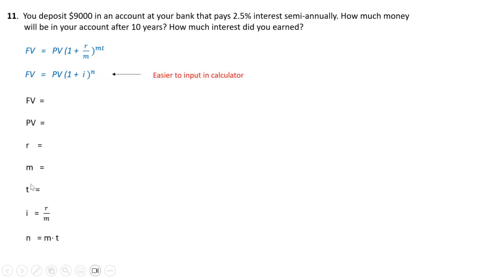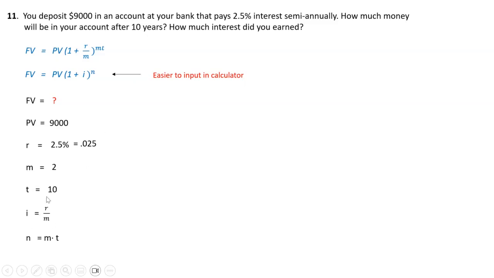So there are 7 things that we've got to find, right? But there's always one unknown. For example, what are we looking for here? It says how much money will be in the account after 10 years. So we're looking for the future value. The present value is how much money was invested, which was 9,000. My R is the interest rate, which is 2.5%. Converted to a decimal it gives us 0.025. My M means how many times it's compounded, right? Compounded semi-annually, which means 2. The time is going to be 10.